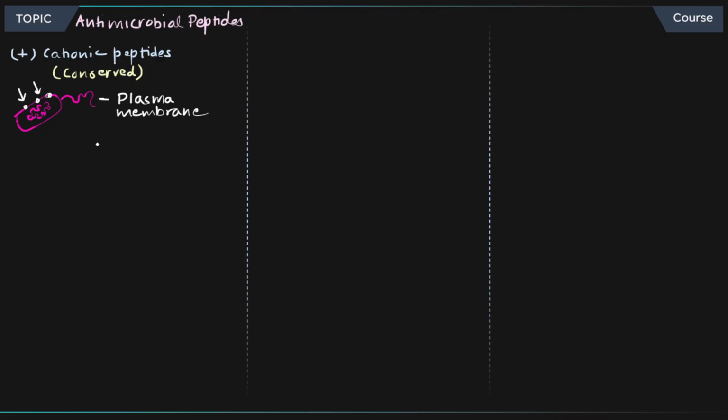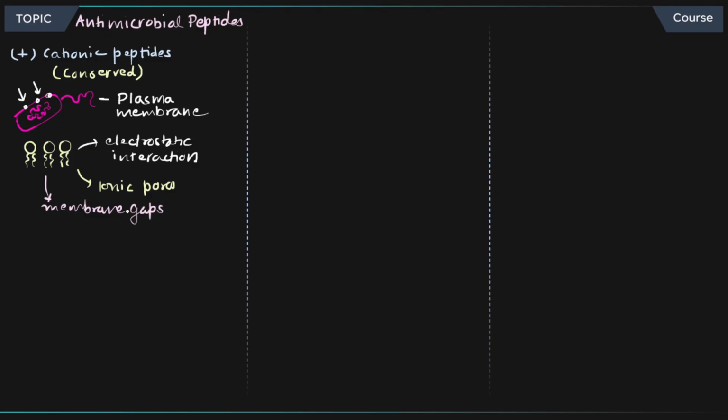So let me create an illustration of the plasma membrane. We know that in the plasma membrane we have phospholipids, where we have fatty acids present in the membrane. What they do is they perform electrostatic interaction with those molecules. Next, they form ionic pores, and because of those pores the molecules can come out. They are able to create membrane gaps.